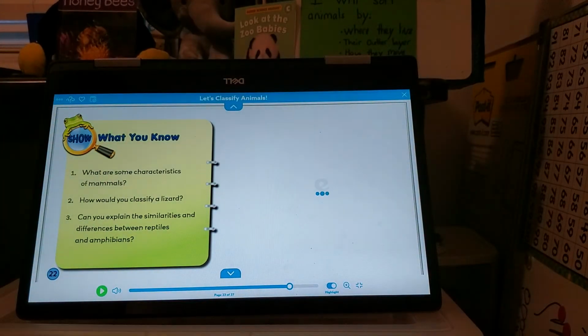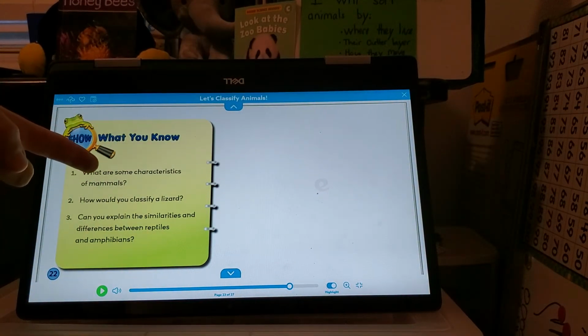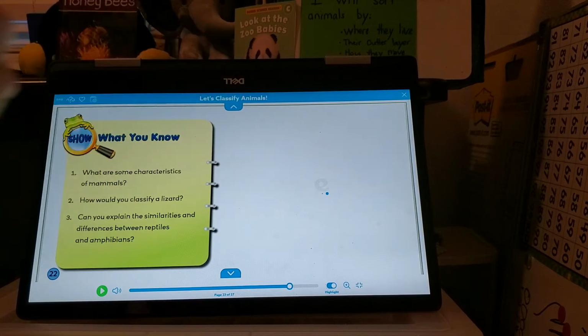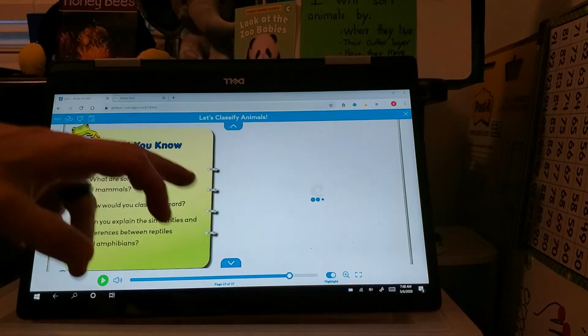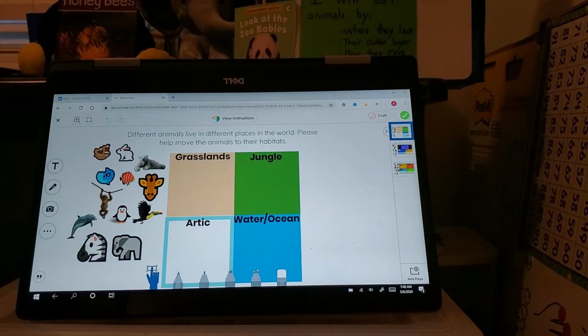All right, so look here. Show what you know. Remember what some of the characteristics of the mammals were? Well, hold that thought because we have a Seesaw activity today, guys.